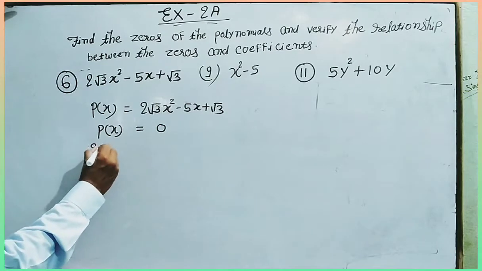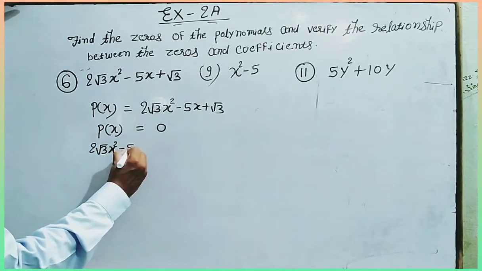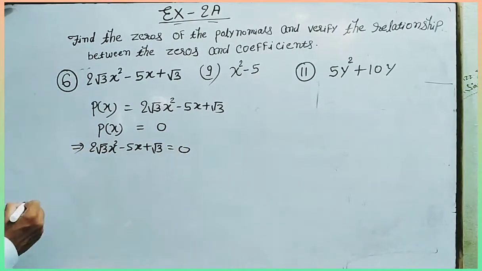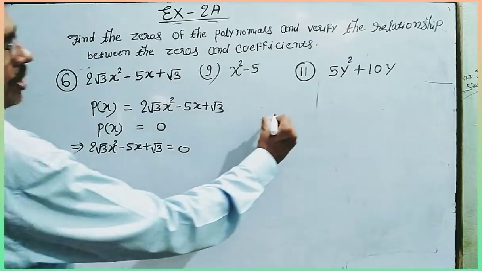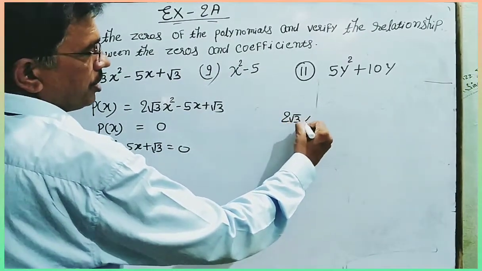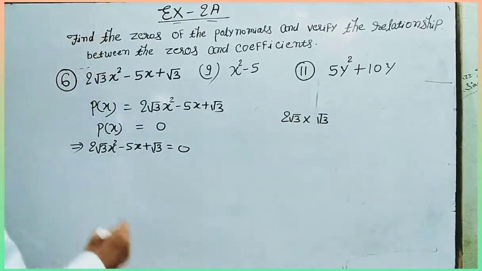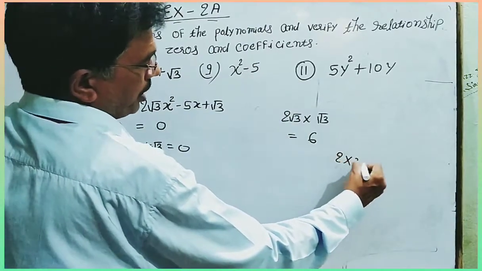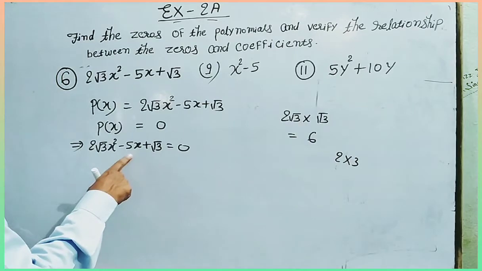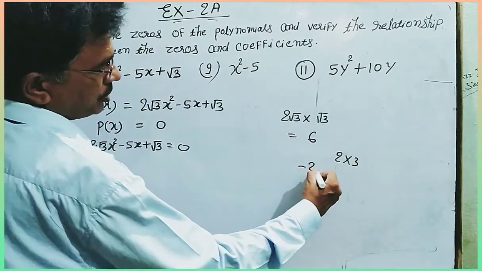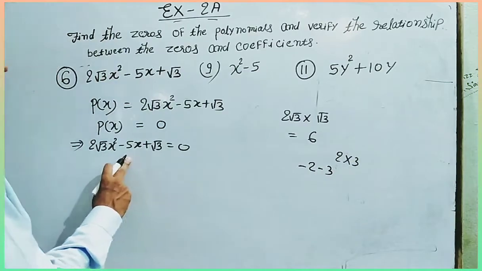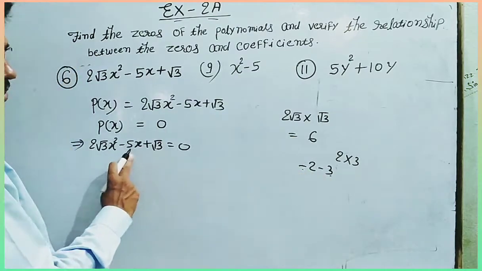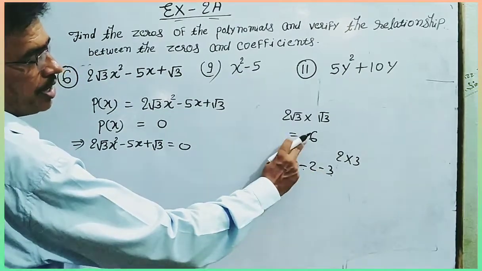Then 2 root 3 x square minus 5x plus root 3 is equal to 0. Here we do middle term split. So first you multiply 2 root 3 into root 3. What do you get? 2 root 3 into root 3, you get 6. We need two numbers whose sum is minus 5, that is minus 2 and minus 3. Then you get minus 5. And when you take the product, you get plus 6. Minus 2 minus 3 gives minus 5, and minus 2 into minus 3 gives plus 6.